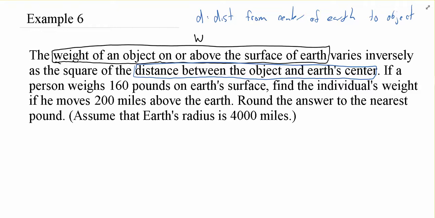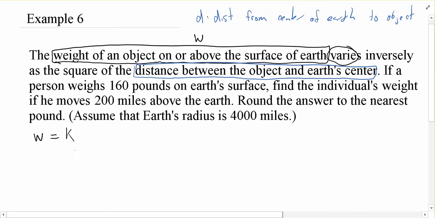So, back to our problem at hand here. The weight of an object on or above the surface of the Earth is the first thing we come across. So as far as our translation is concerned, that's a W. Then we get the word varies, and we get an equals. It's always equals K. Then we get the word inversely, that means divide by the next thing that comes up. And the next thing that comes up is the square of the distance between the object and the Earth's center.